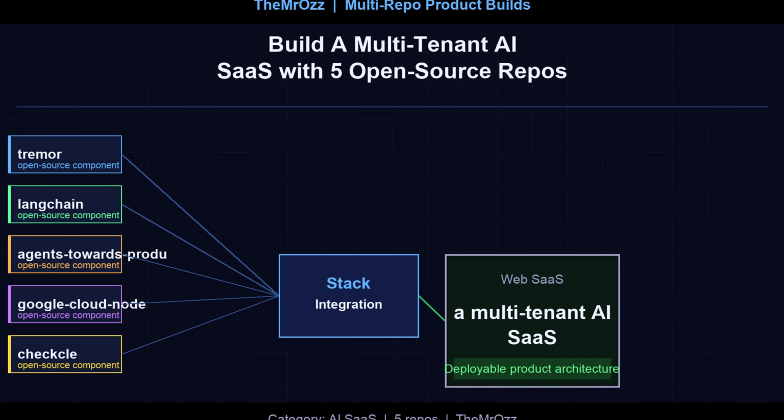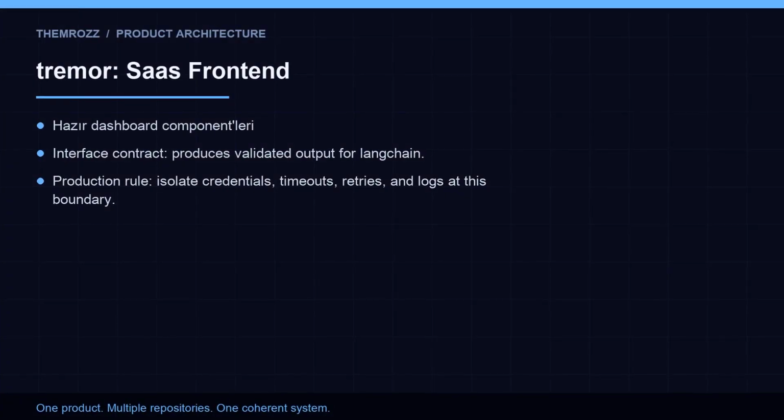The Google Cloud Node SDK provides cloud infrastructure access. The product stores uploaded documents in Cloud Storage, queues long-running agent jobs through Pub/Sub, and persists session and result data in Firestore, all through the official Node.js client libraries with built-in retry and authentication.